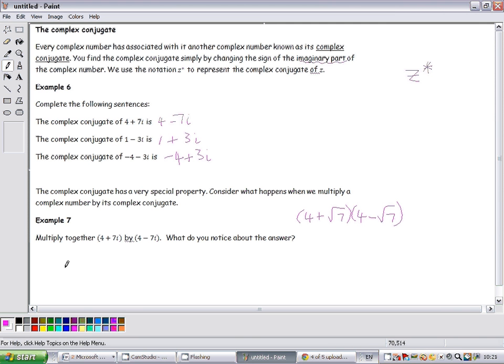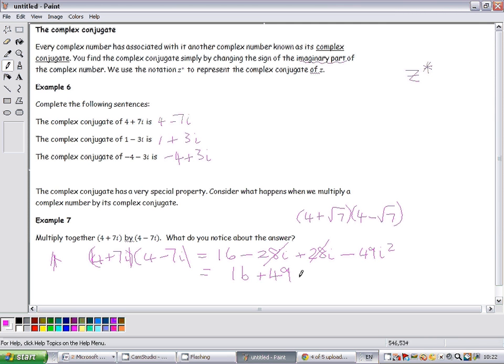So we've got 4 plus 7i and 4 minus 7i. And if we multiply those together, we're going to get 16 minus 28i plus 28i, and then at the end we're going to have minus 49i squared. Now you'll notice that the two middle terms cancel out because they're positive and negative of each other. So we're going to get 16, and then remember i squared is minus 1, so it's 16 plus 49, which works out to be 65.